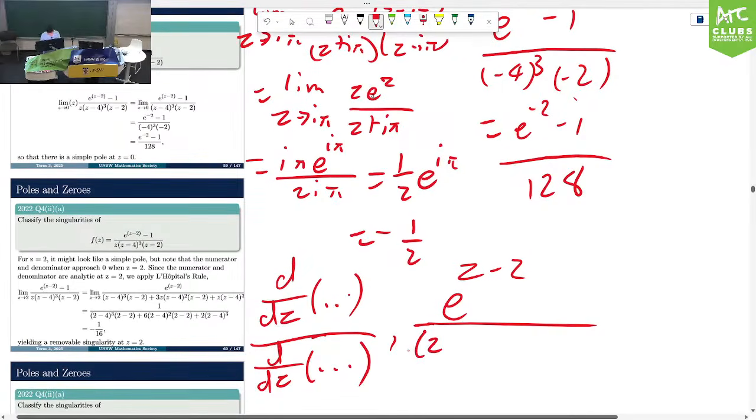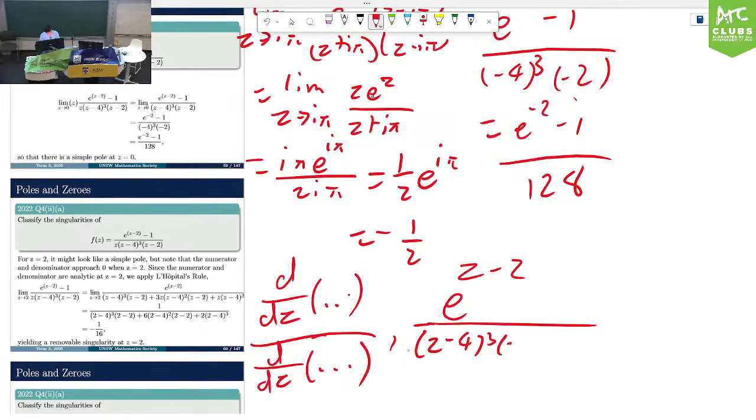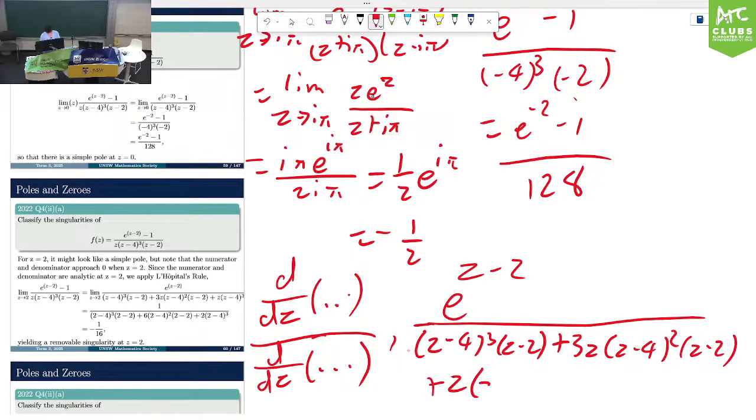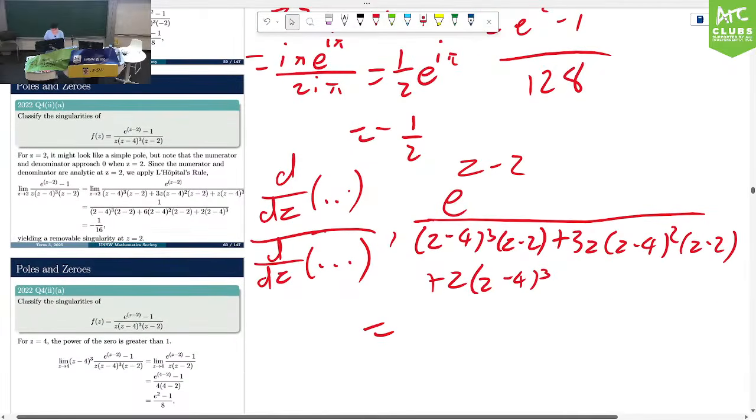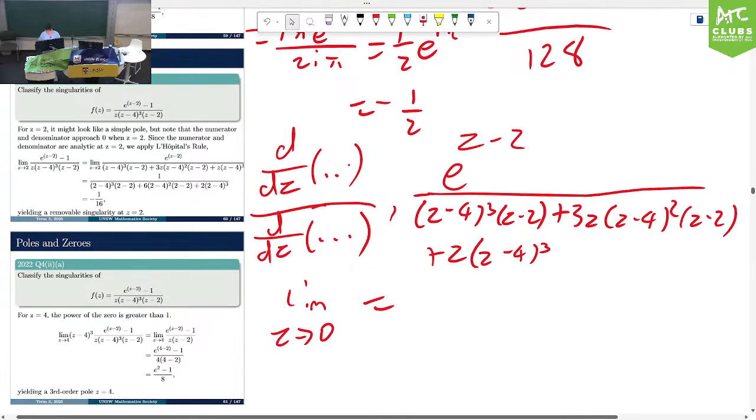So diff each one of these separately. So z minus 4 cubed, z minus 2. Okay, so 3z and then z minus 4 squared, z minus 2 plus, okay, diff the other one, that's z minus 4 cubed. Okay, once again, the limit as z approaches 0. Sub in z equals 0 for this entire thing.